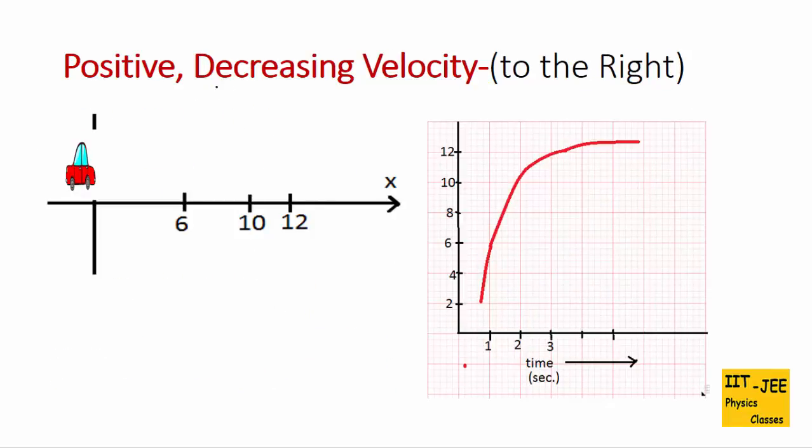Next is positive decreasing velocity. Here positive velocity means object is moving to the right and decreasing velocity means object is slowing down or decelerating or have a negative acceleration. Suppose this car has velocity of 6 meter per second at first second, then 4 meter per second at second second, and 2 meter per second at third second.